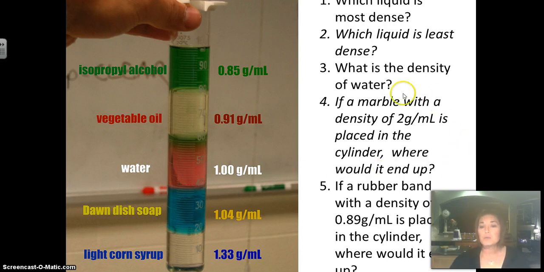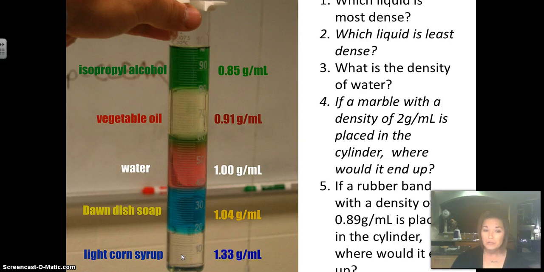Now, if I place a marble into this density stack, and if the marble had a density of 2 grams per milliliter, where would that marble end up within my stack? You think you know? If you said the bottom, you're right, because 2 grams per milliliter is more dense than even the light corn syrup, so that marble would roll all the way through the isopropyl alcohol, all the way through the vegetable oil, all the way through the water, all the way through the dish Dawn soap, all the way through the light corn syrup, and end up right here on the bottom. That would be where my marble is.